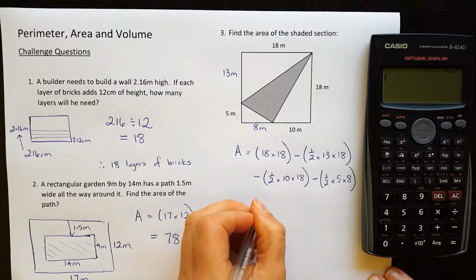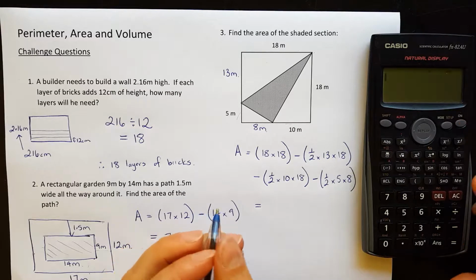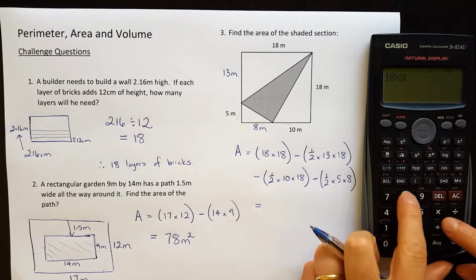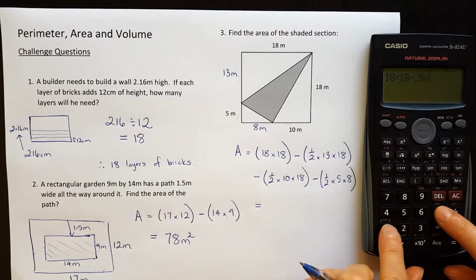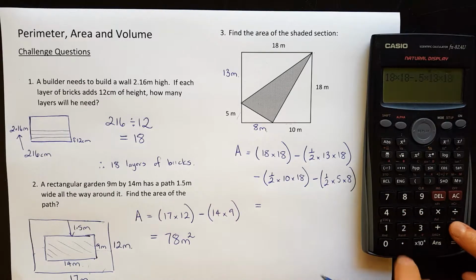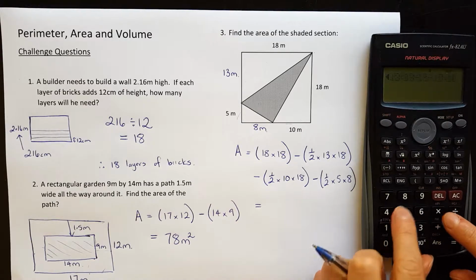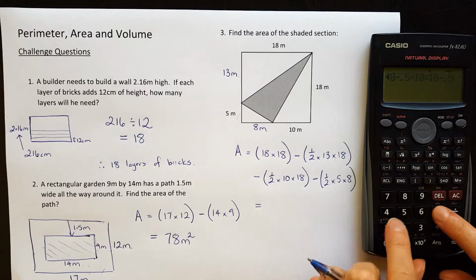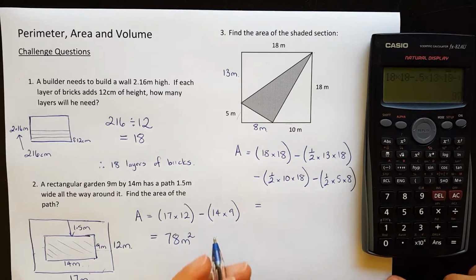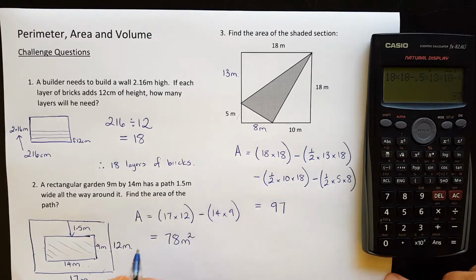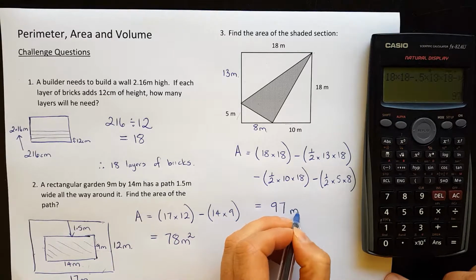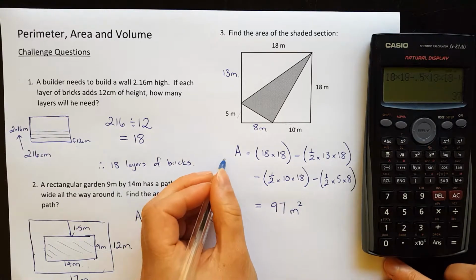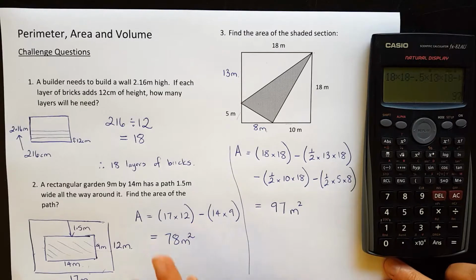And if we type all that in, we will find the area of the triangle, which is 97 meters squared. Just draw a line down there so we can see the difference between that question. Okay, I have some more questions on the next page.